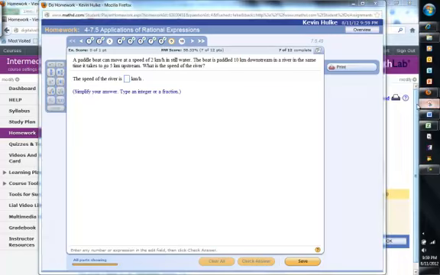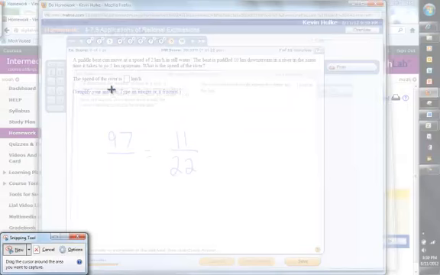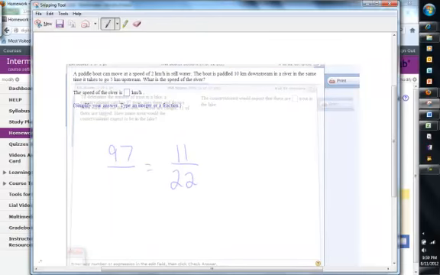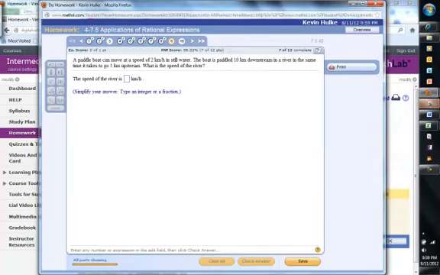All right, let's look at this one. It says a paddle boat. Oops. I'm going to do that again.